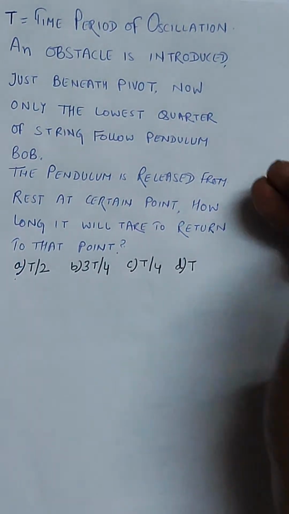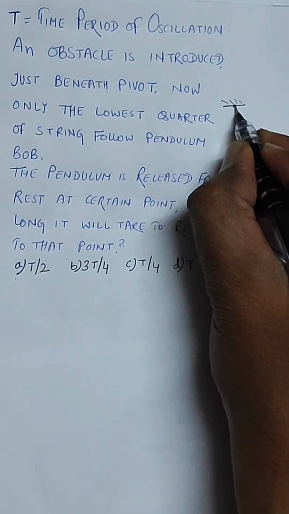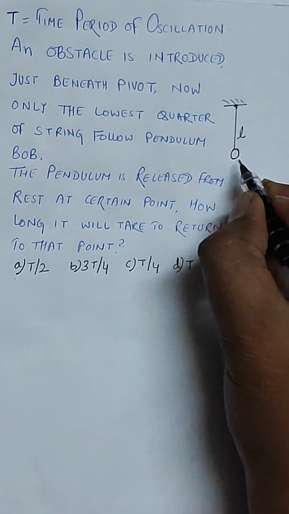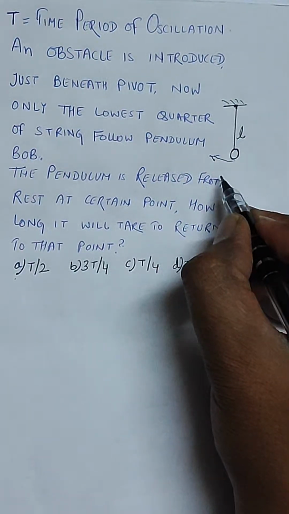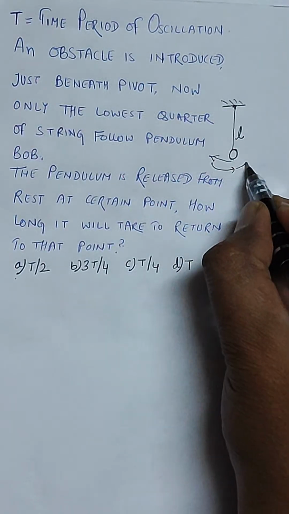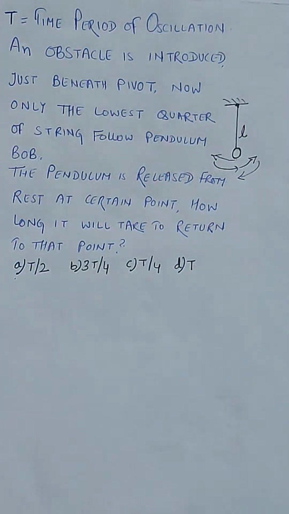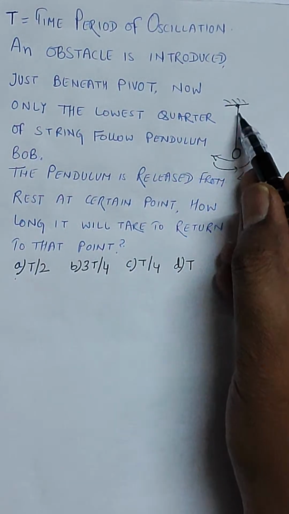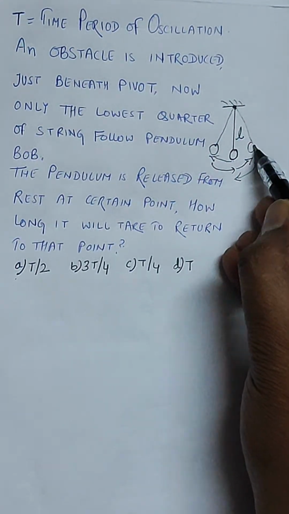You know, my dear friends, that if a pendulum is placed at a certain point, and this is the length of the string, then from this position it goes to the extreme left, then returns back, then goes to the extreme right, then again returns back. So this is treated as one oscillation. For one oscillation, the time is said to be the time period of oscillation of this pendulum. So this will be the extreme position to the left and this will be the extreme position to the right.